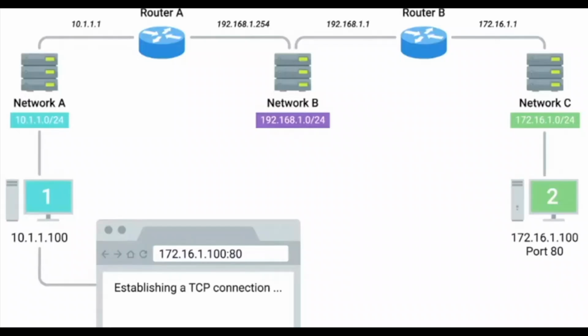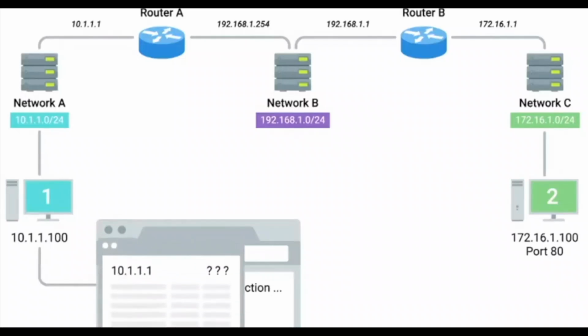Next, computer 1 looks at its ARP table to determine what the MAC address of 10.1.1.1 is, but it doesn't find any corresponding entry. Uh-oh. It's okay. Computer 1 crafts an ARP request for an IP address of 10.1.1.1, which it sends to the hardware broadcast address of all Fs. This ARP discovery request is sent to every node on the local network.